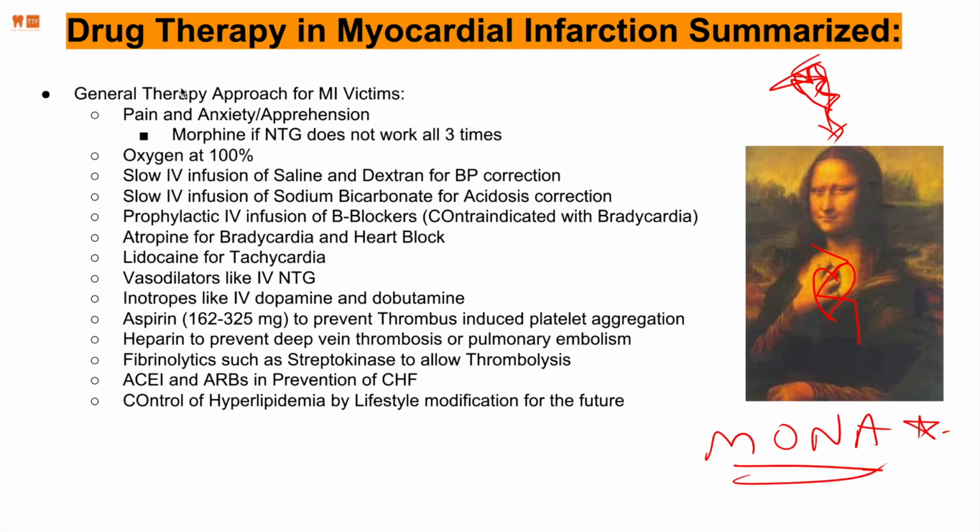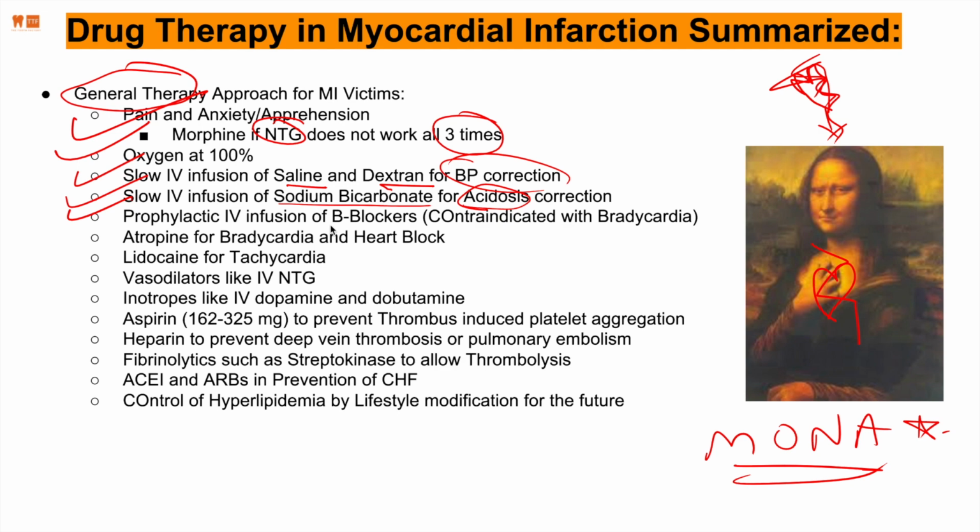Now, general therapy. We talked about emergent therapy. What is general therapy of MI victims? So what all can be done for MI patients? So for pain and anxiety, we talked about morphine if nitroglycerin does not work all 3 times. Okay. Oxygen 100%, great. Slow IV infusion of 2 things: saline dextrose for BP correction, sodium bicarbonate for acidosis correction. Remember, sodium bicarbonate is soda. That is alkaline. There is acidosis in the body at the moment. To correct that, we give sodium bicarbonate.